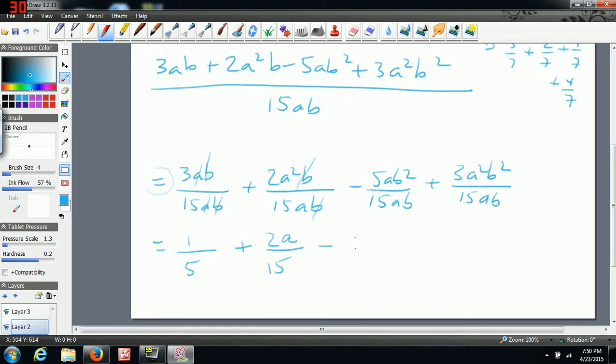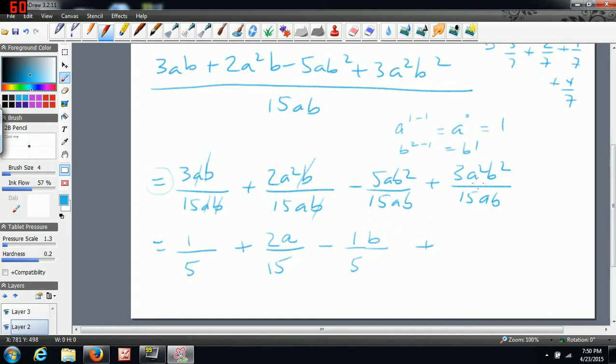Minus 5 goes into 15 once. We can divide the top and the bottom of this fraction by 5. The a's cancel, and we're left with b on top. So the a's cancel because a to the 1, over here we're doing a to the 1 minus 1, which is a to the 0, which is equal to 1. So that's why you don't see it over here. Over here we've got b squared divided by b, so that becomes b to the 2 minus 1, so b to the 1. So that's why the b is still here.